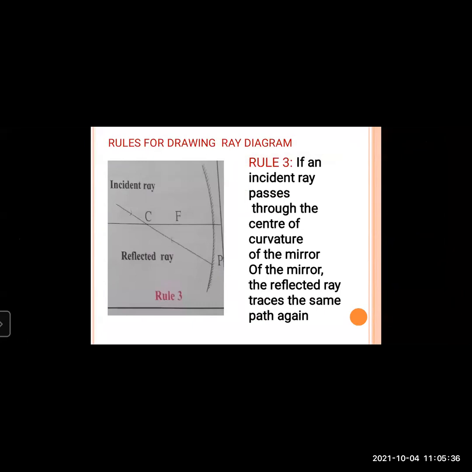Okay, so this is rule 3. If an incident ray passes through the center of curvature of the mirror, the reflected ray traces the same path again. Okay, so you can see both the arrows on the same ray: the arrow headed towards the spherical mirror and the arrow headed outwards from the spherical mirror. So the incident ray and reflected ray are one and the same when the incident ray passes through the center of curvature, that is capital C.